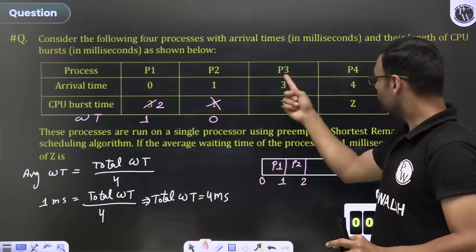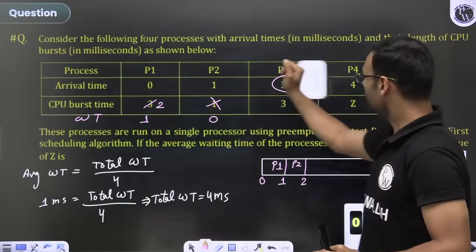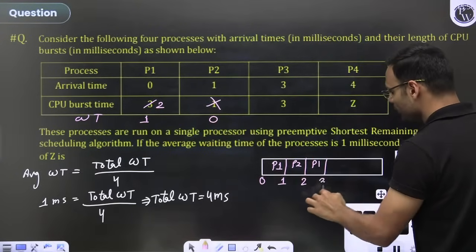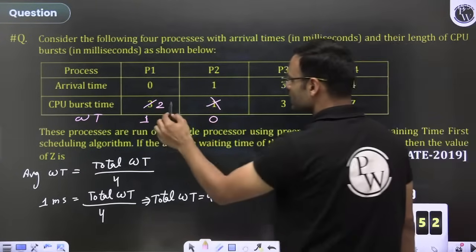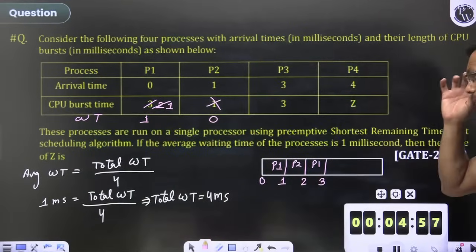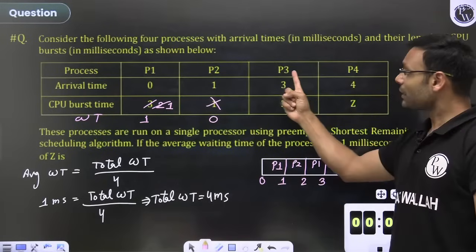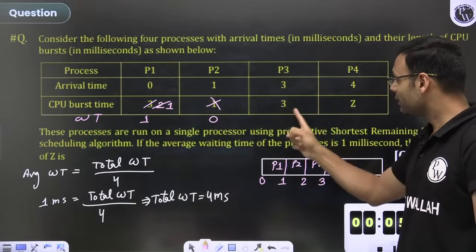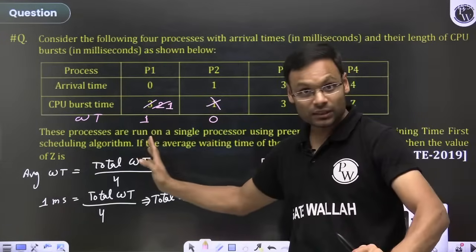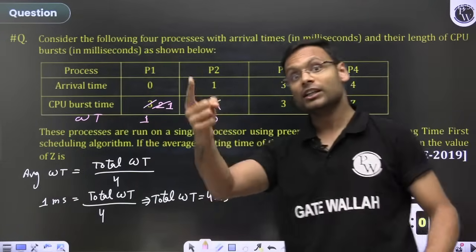At time unit 2, no other process is available, so let's continue with P1. I continue with P1 till 3. Remaining is 1. No waiting time further. At 3, P3 arrives and P3 has execution time 3. Remaining time of P1 is just 1. So what happens? We will continue P1.